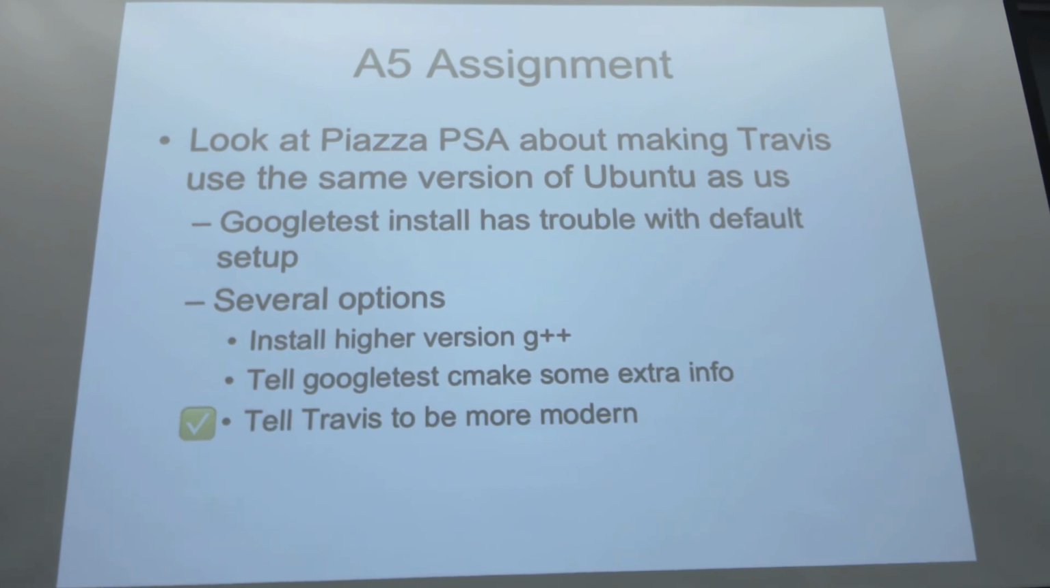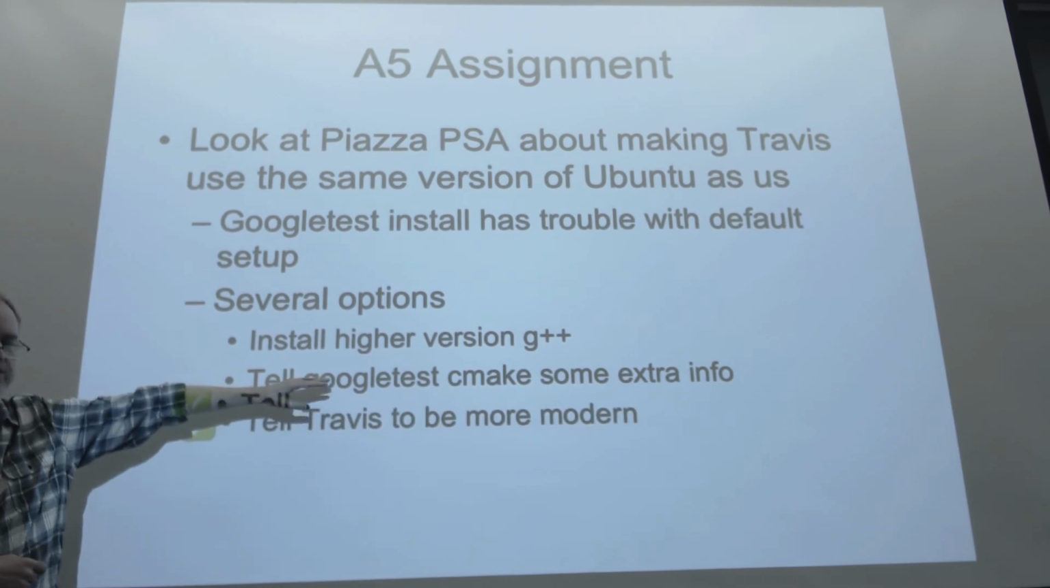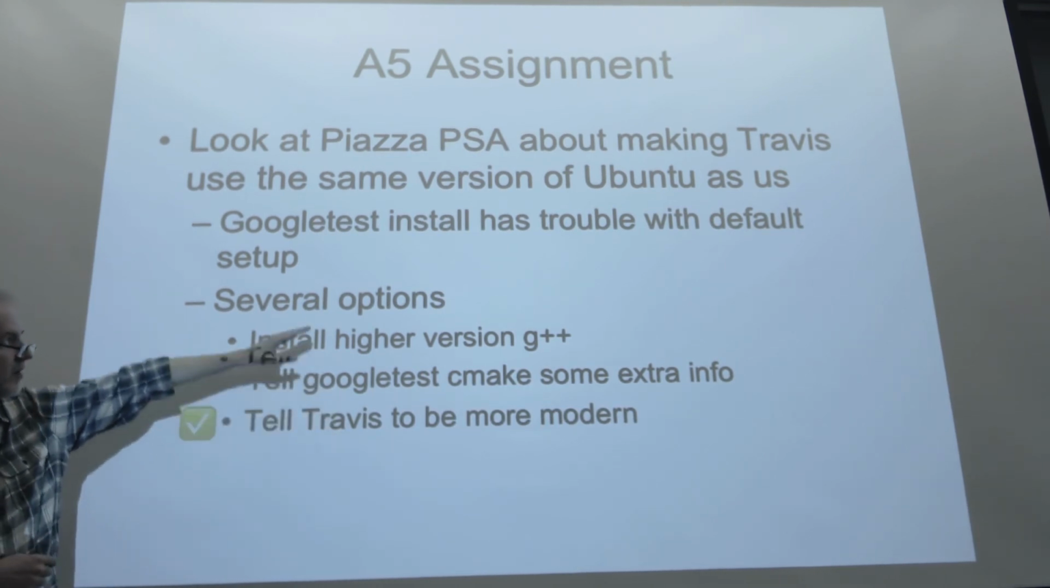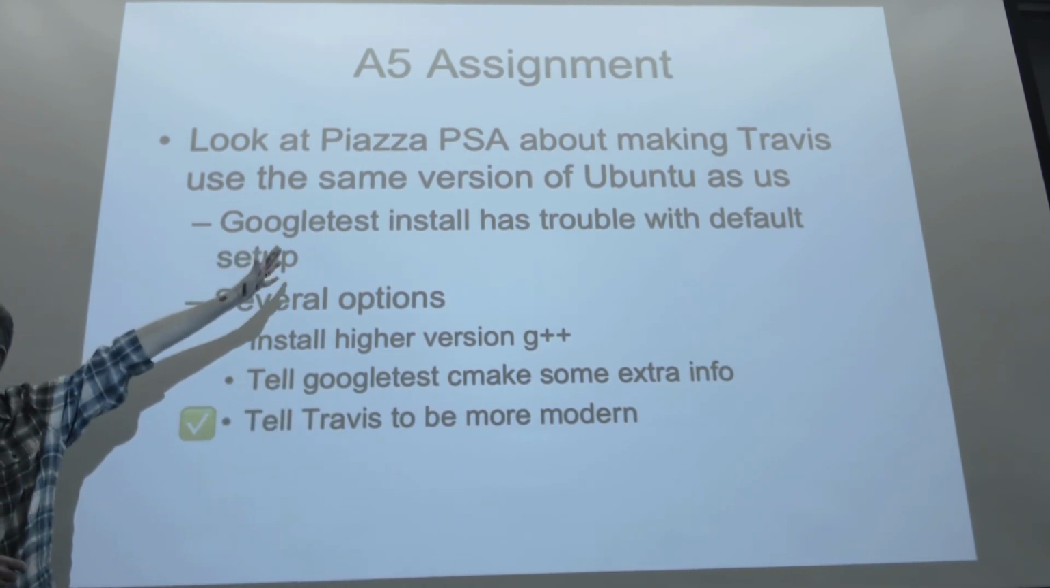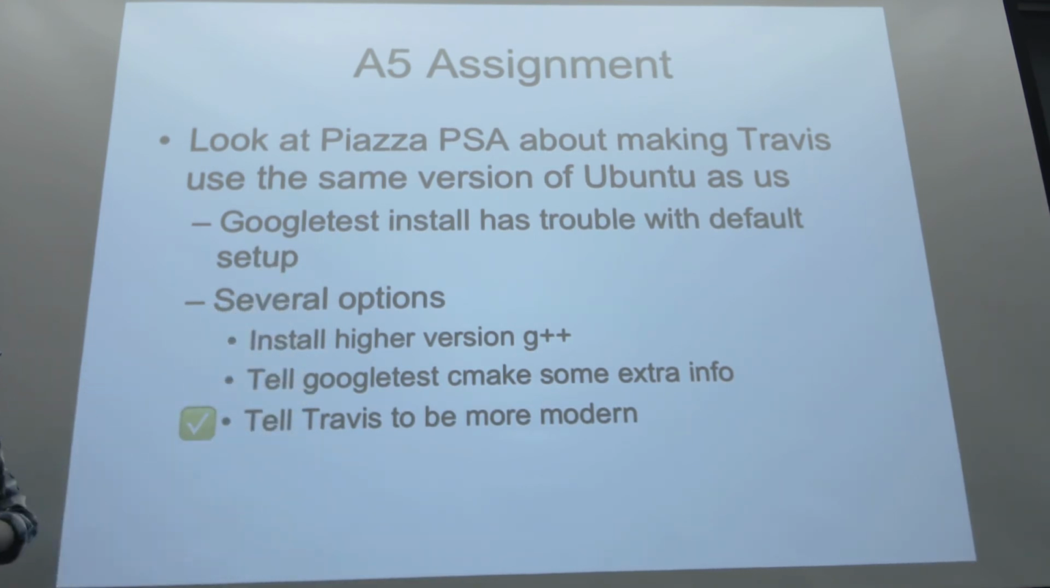So there's a bunch of different options. You can try to install a higher version of G++. You can tell Google Test CMake some extra info like we did. There's some Travis discussion in the last assignment about doing this for the Cade machines, and with some modification that would work. But I think the easiest one is if you go search on Piazza for this public service announcement, not from me, from a student. There's just one line you put in there to help it build. So if you get these errors about C++11 or something like that, look for those instructions and it should help you out quite a bit.